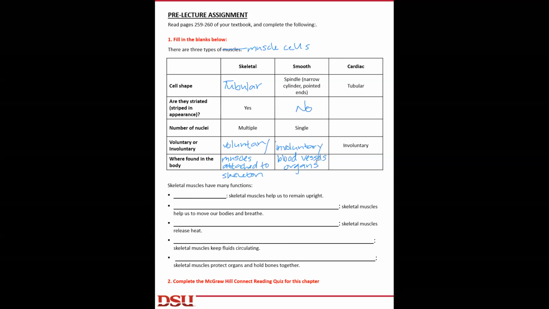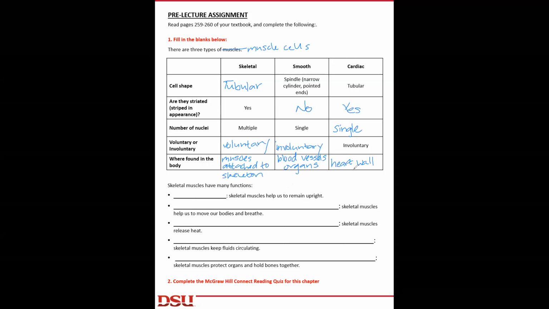Again, our cardiac is a mix of both of these characteristics. It has a tubular shape like skeletal muscle. It is also striated, though the striations look somewhat different. But if you can't tell whether you're looking at skeletal muscle or cardiac muscle under a microscope, you should also look at the number of nuclei per cell, because cardiac muscle only has a single nucleus. Obviously, this is involuntary. You're not consciously making your heart beat. And you find it in the heart wall.